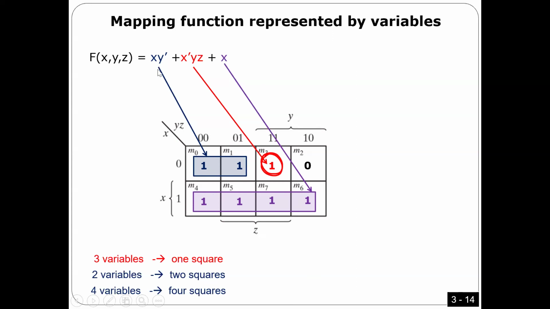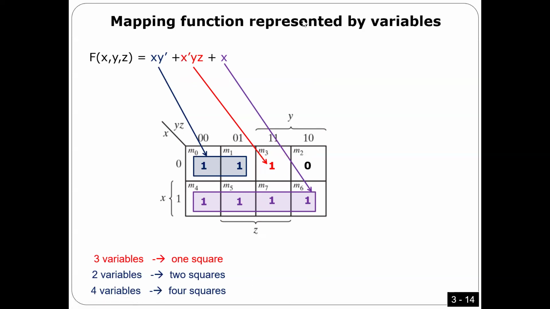Every group is equivalent to one term. So the number of terms you are going to have in the equation equals the number of groups. That's why to calculate the most simplified function, you need to minimize the number of groups. But you need to cover all ones as well. You must cover all ones. If you forget only one, you are going to get a wrong function.